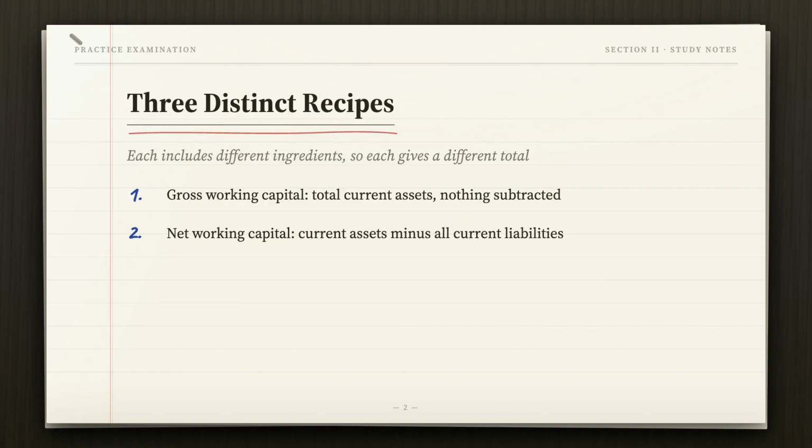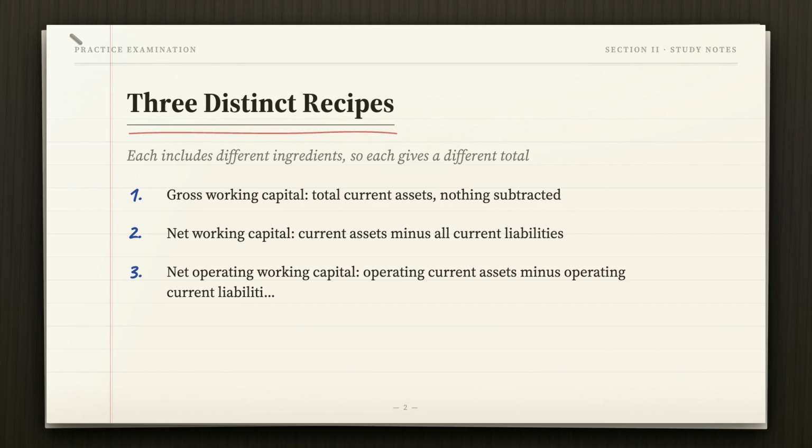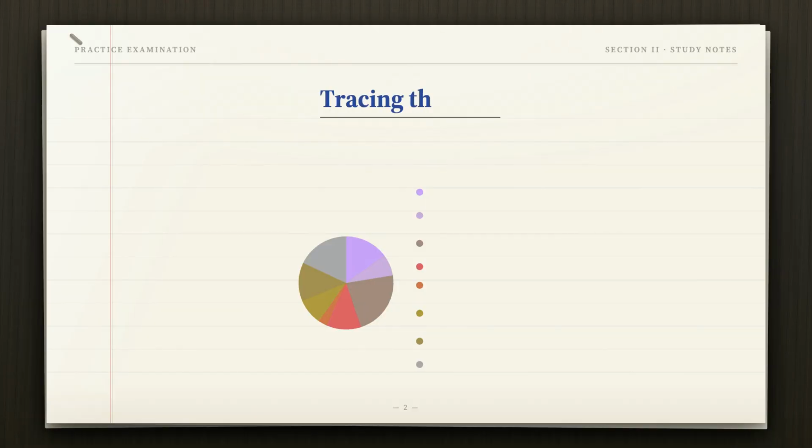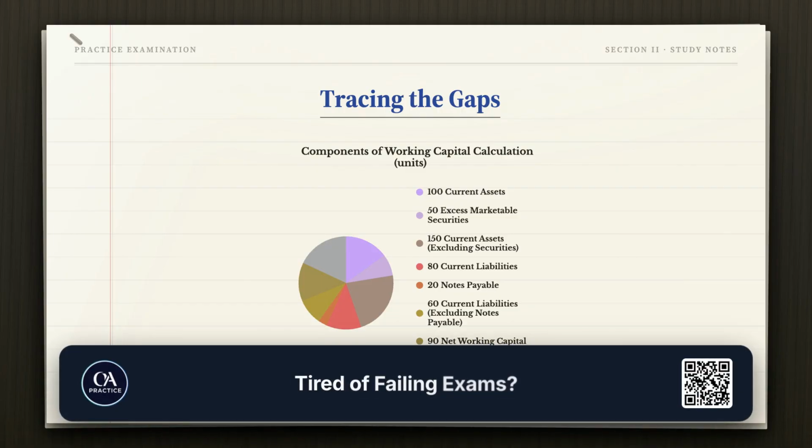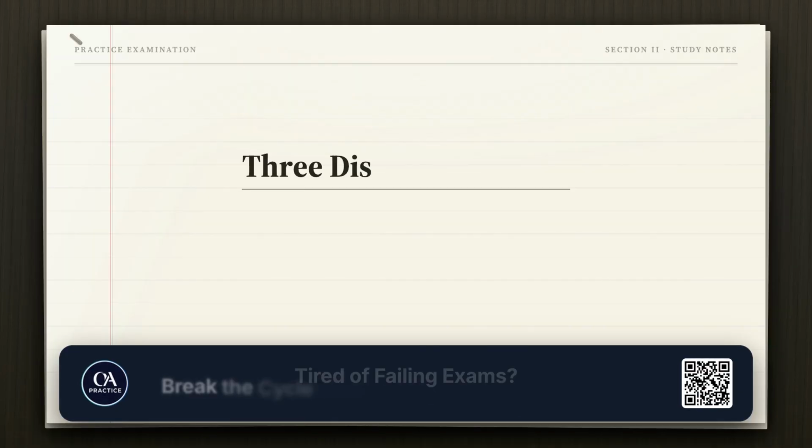Net operating working capital goes further, removing notes payable and excess marketable securities before subtracting only the operating liabilities from the operating assets. Every gap has a specific source. Gross exceeds net by exactly the current liabilities that net subtracts, and net differs from the operating measure by the combined effect of excluding notes payable and excess securities. Every dollar of difference traces back to one specific item.